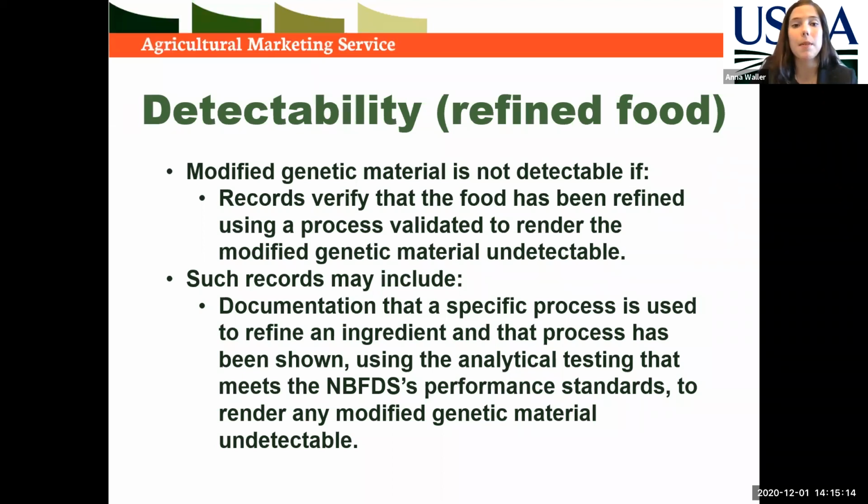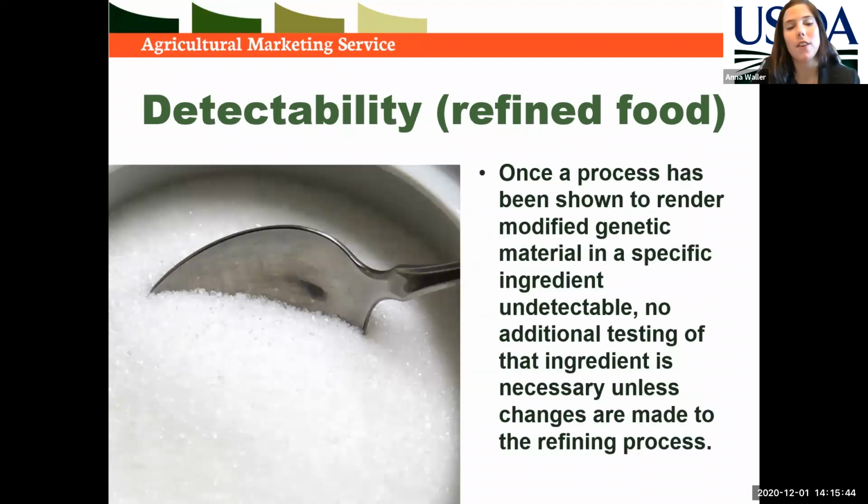For validation, AMS does not identify which specific tests must be used, but does prescribe standards of performance regarding testing methodology. In general, the laboratory that does the testing should follow quality assurance protocols that are common to the industry to ensure the validity and reliability of test results. Once the refining process has been validated through testing and records that show modified genetic material is not detected, and records are maintained that show the validated process is followed, the process does not need to be tested again unless significant changes are made to the process.